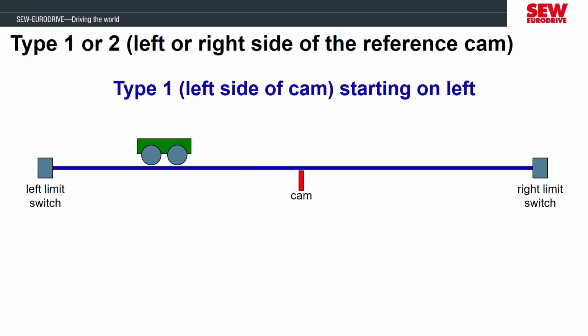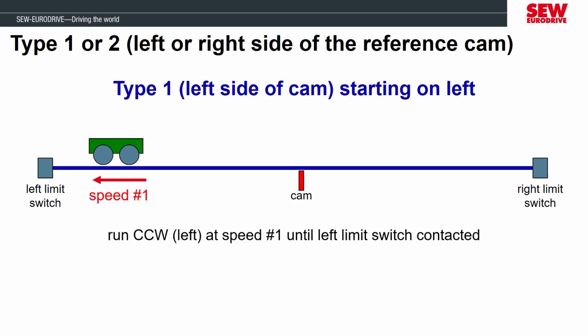Here's another scenario of Type 1 or Type 2, and a reason why the limit switches are used along with a reference cam switch for these 2 types. Let's use Type 1 again as an example, but this time the equipment will be located already on the left side of the cam.